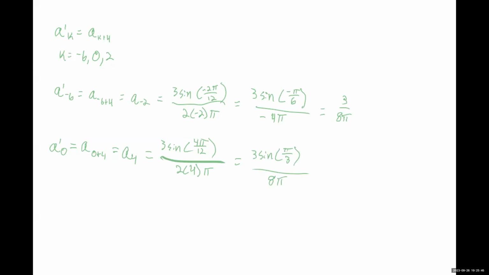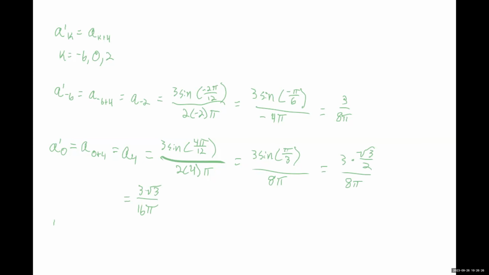Using my calculator again, sine of pi over 3 is equal to square root 3 over 2. So we're going to get 3 times square root 3 over 2 divided by 8 pi. And we can simplify that down a little bit: 3 square root 3 over 16 pi. And that is going to be our a prime of 0 value.